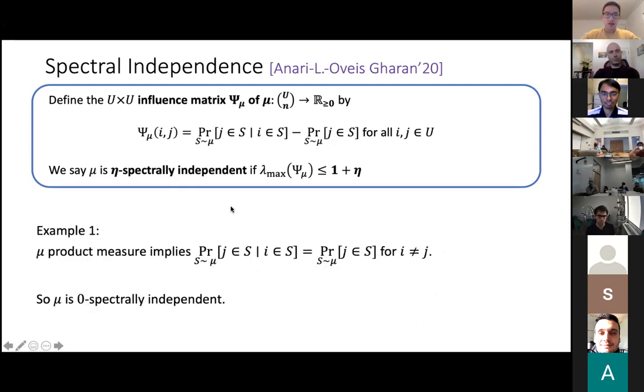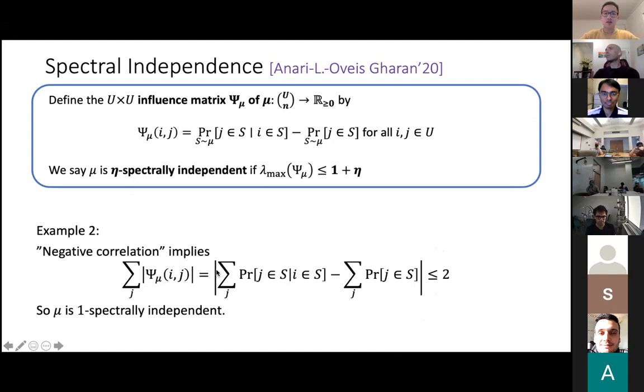As a second example, let's consider the case that the distribution mu is a product measure. In this case, you have no correlations. So all the off-diagonal entries of this influence matrix are going to be 0. And so in this case, the distribution mu is going to be 0-spectrally independent. So this is a very good case.